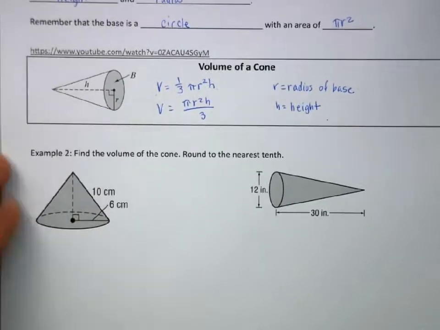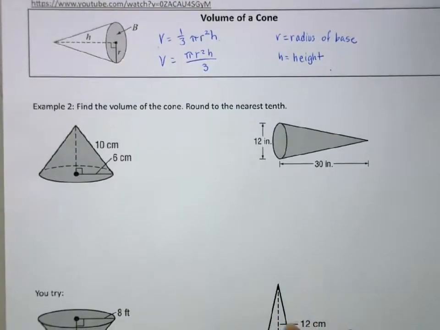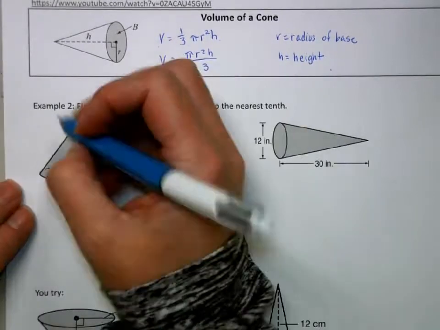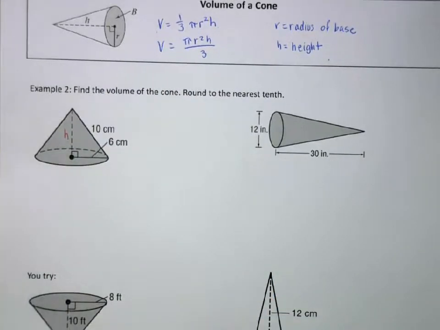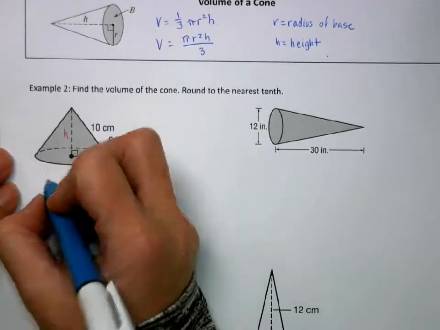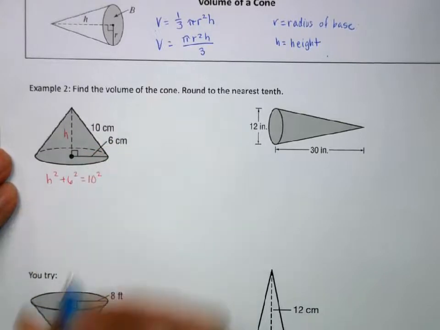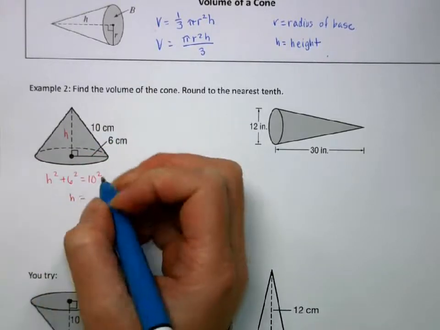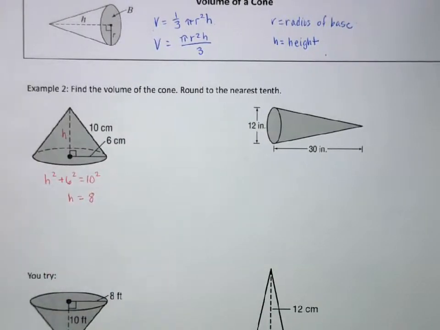Alright, so these are pretty straightforward. Trickiest part will be making sure that we have the radius and the height. Okay. So in this first one, the radius is 6. The height is this dimension right here. We have the slant height, which would be great if we were finding surface area, but we are not. We are finding volume. So I need to do the Pythagorean Theorem to get h. So solving this, you will get 8. So you have 136, subtract it, take the square root.